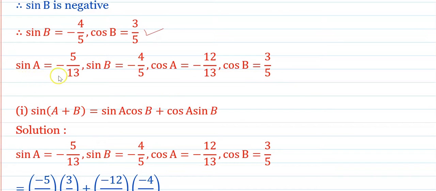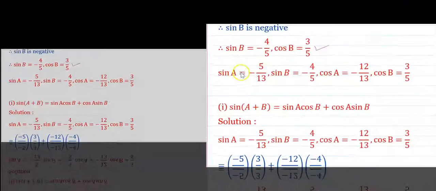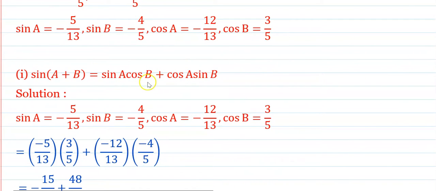sin A is equal to minus 5 by 13, sin B is minus 4 by 5, cos A is equal to minus 12 by 13, cos B is 3 by 5. Now first, sin of A plus B means what? Sin A into cos B plus cos A into sin B.